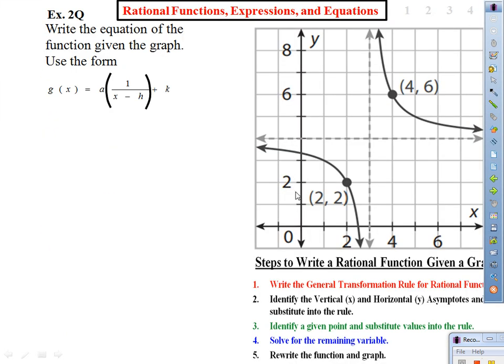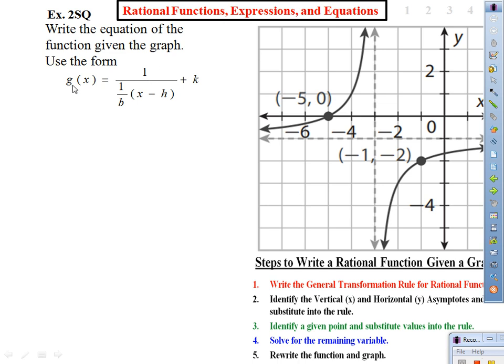Now, the homework is going to give you one of these. Look up. What do you guys notice on this one? Do we have an a? No, now we have a what? B. But the process is the same. Start with the asymptotes, substitute a point, and then you solve for the remaining variable.